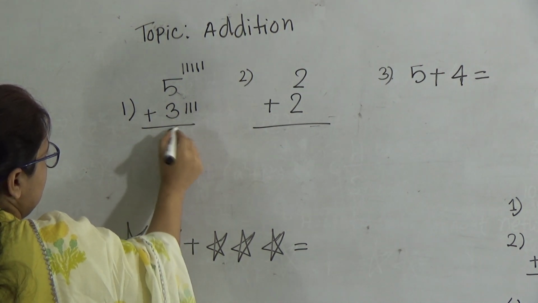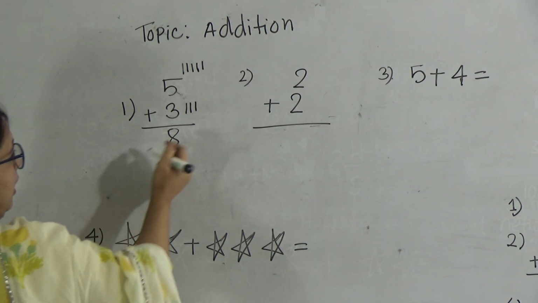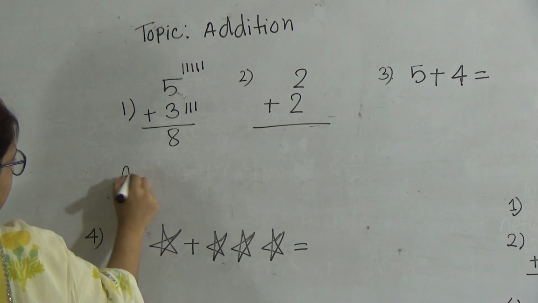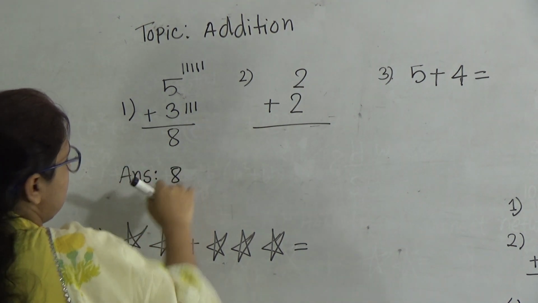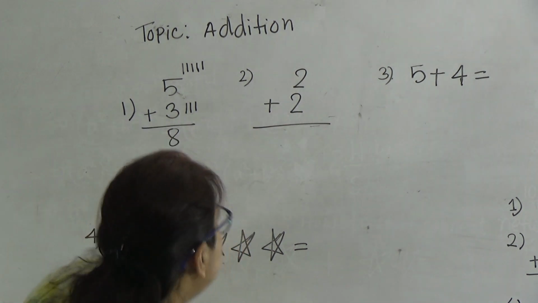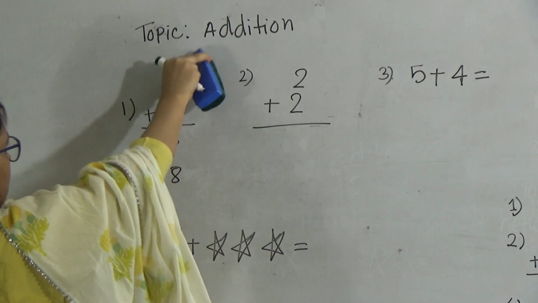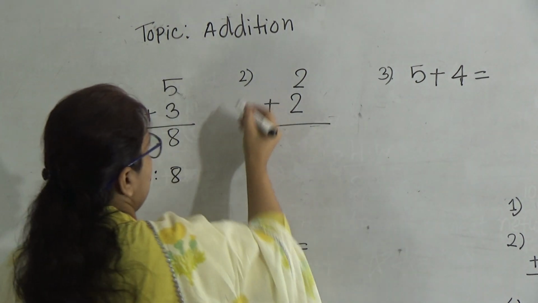Now you have to write 8, and we find our answer. Now you have to write your answer, 8. Then you have to erase the line. Now we move on to number 2.